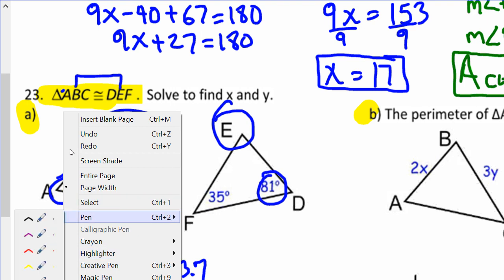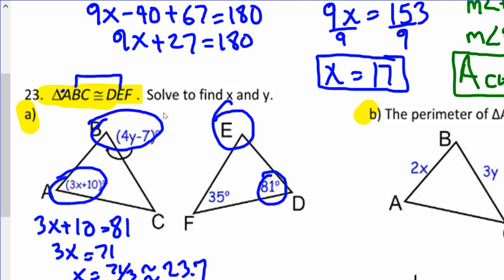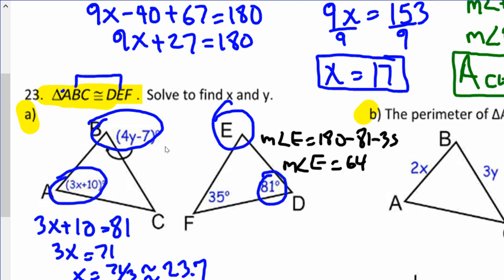So what do you know about the sum of three angles in the triangle? They're equal to 180. So to find the measurement of angle E, I can say 180 minus 81 minus 35. So do some quick calculations. So that gives me 64 degrees. So then I set 4y minus 7 equal to 64 degrees.